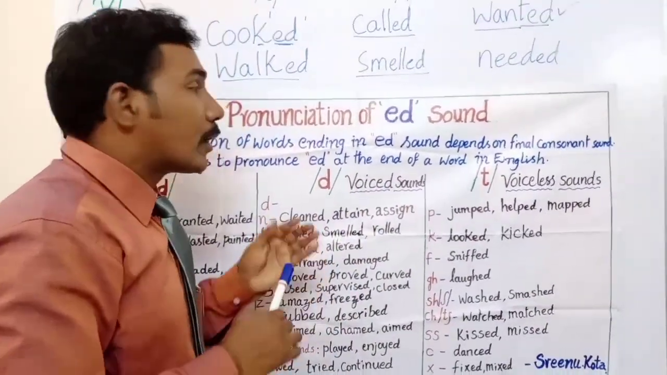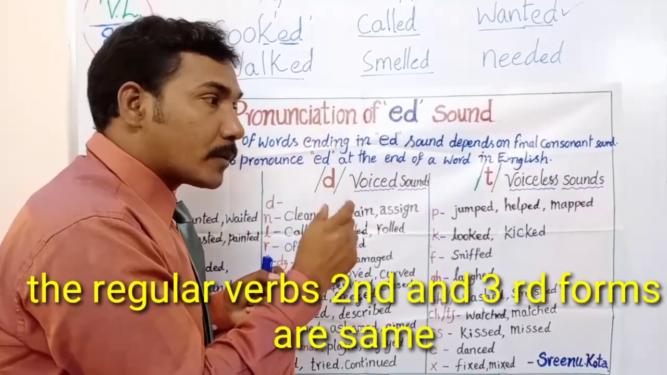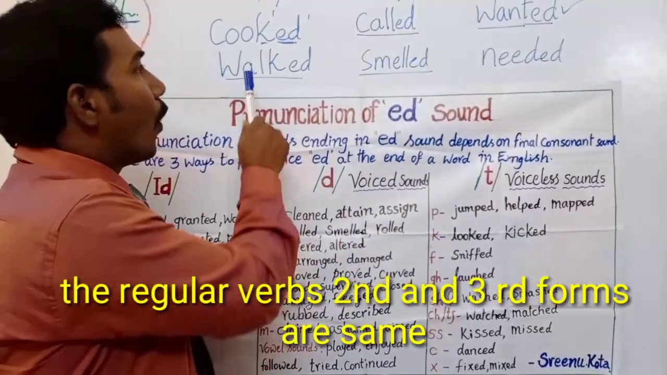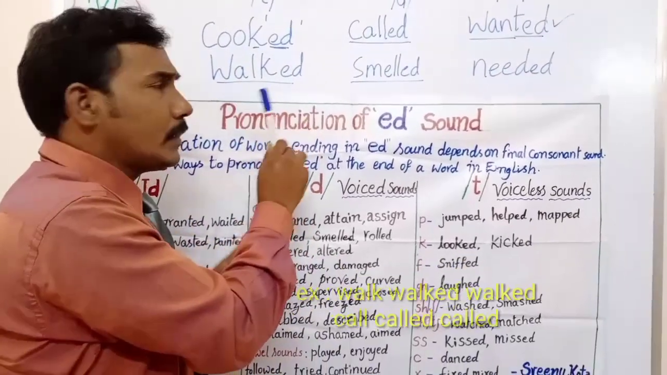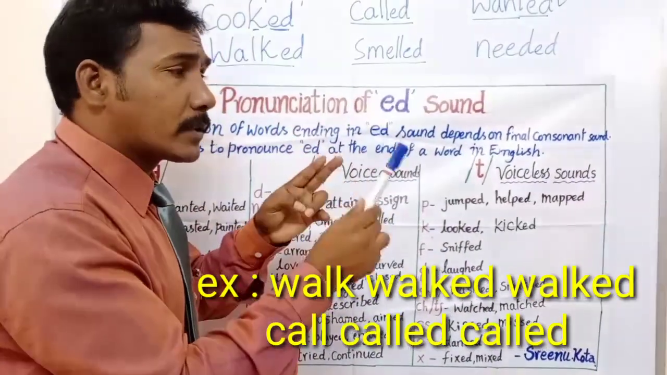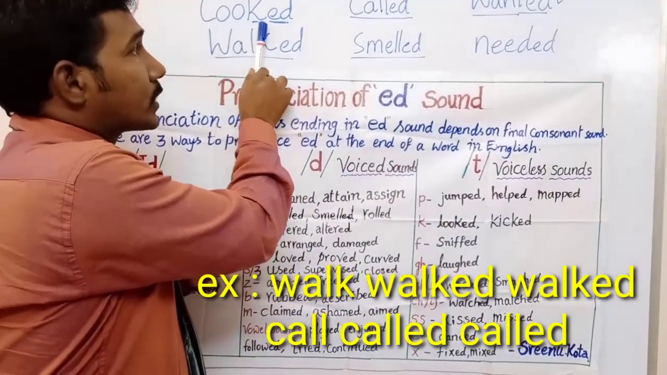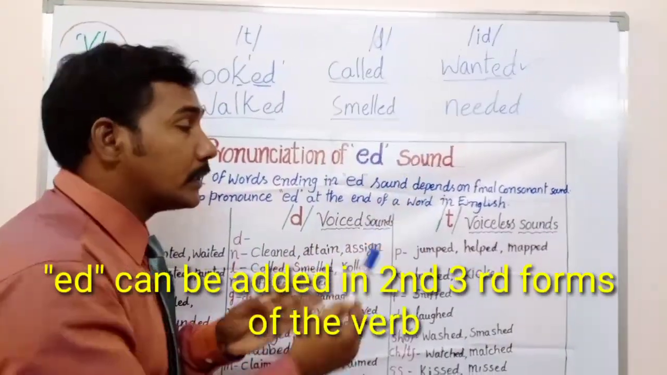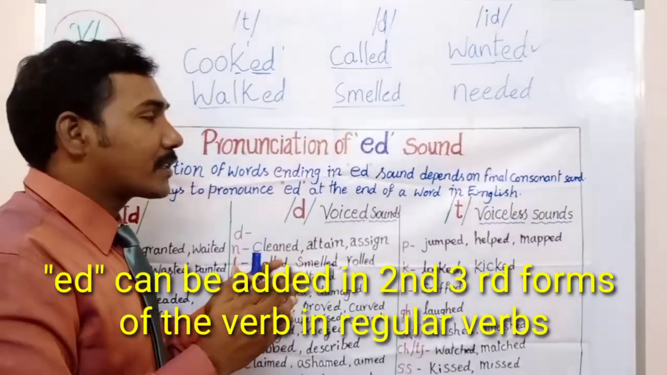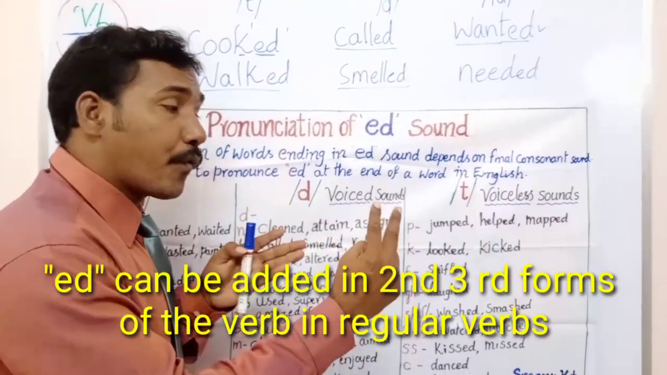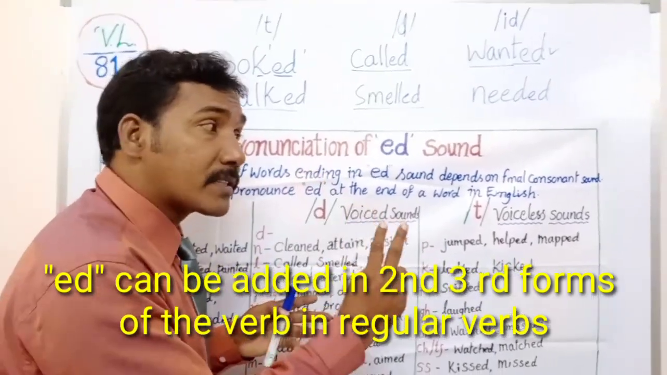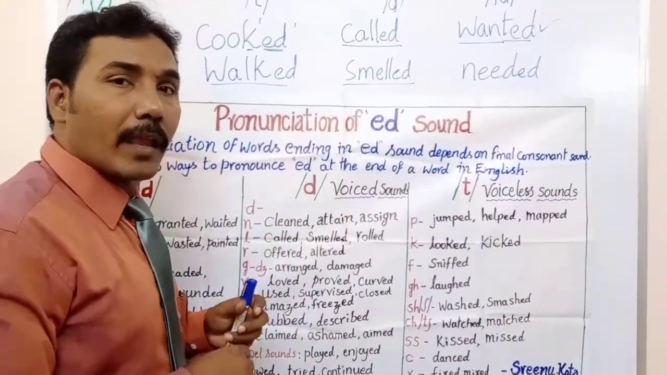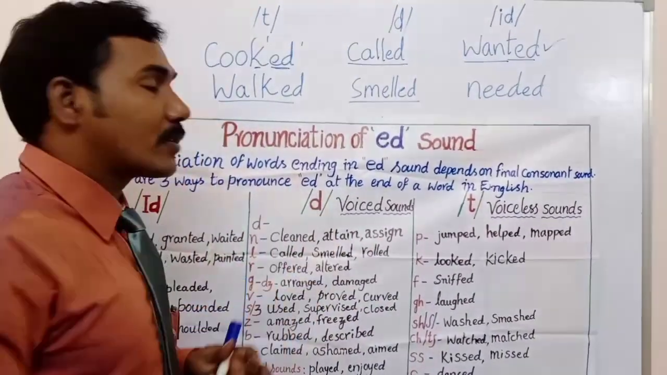Coming to the regular verbs, the second and third forms of the verb are the same. For example, walk, walked, walked. Verb two and verb three forms are the same. For example, cook, cooked, cooked. So the ED form is added in the second and third forms of regular verbs. Regular verb means the past simple and past participle forms are the same, so we add the ED sound. How do we produce this ED sound basically?